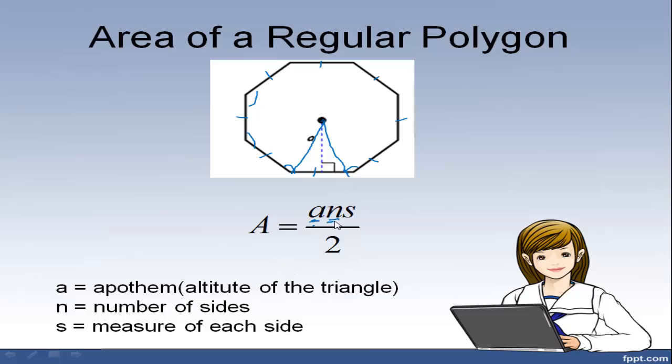The n stands for the number of sides the polygon has. So for this case here, I have a polygon with 1, 2, 3, 4, 5, 6, 7, 8 sides. So that would be n, 8. And s just means the measure of the sides, what each side measures. So if I say this is 21 millimeters, then all the sides measure 21 millimeters, and that would be your s, 21 millimeters. Okay, and then we divide everything by 2.